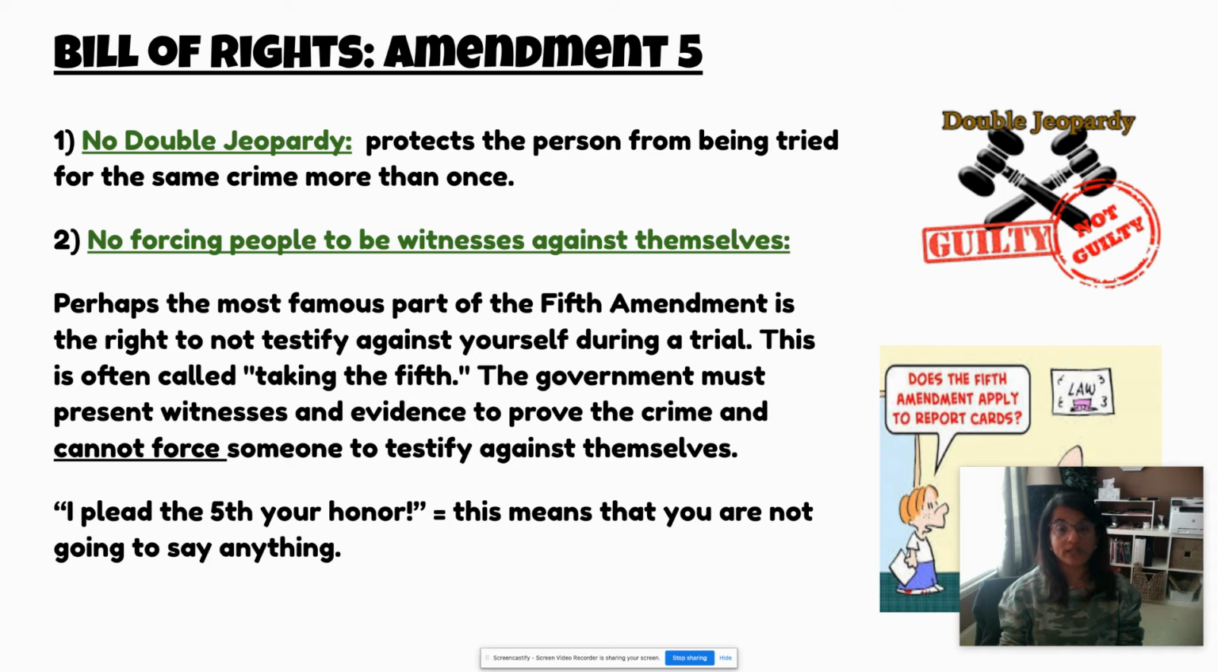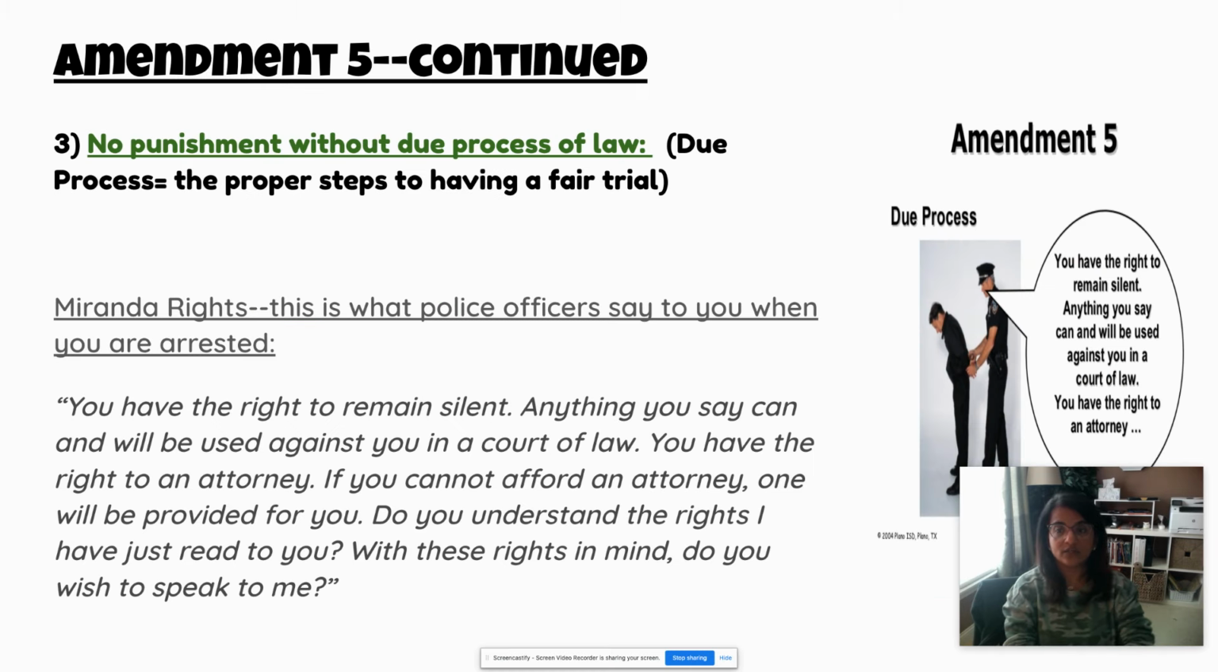No forcing people to be witnesses against themselves. What that means is the right to not testify against yourself during a trial. So you don't have to answer questions in a trial that would be against you. Okay. And a lot of people call it, I plead the fifth. So you can say, I plead the fifth. And sometimes that means that you're not going to say anything until you have a lawyer who's going to help represent you. All right. So Amendment 5 continued means no punishment without due process of law.